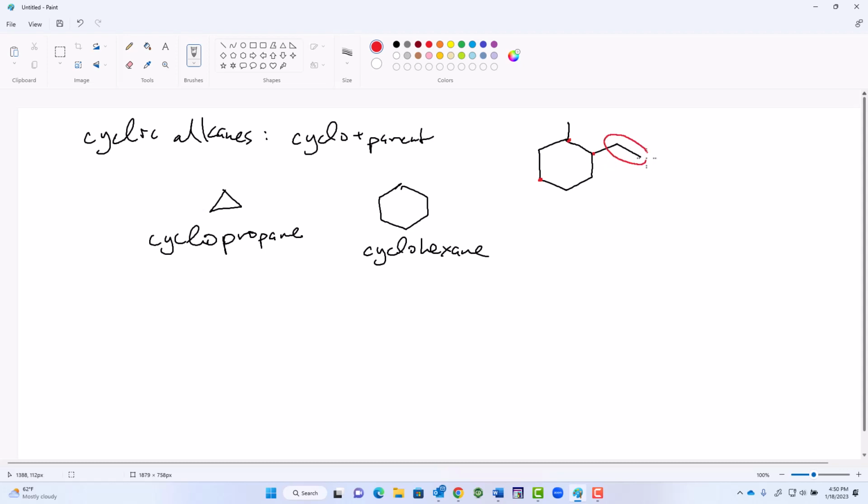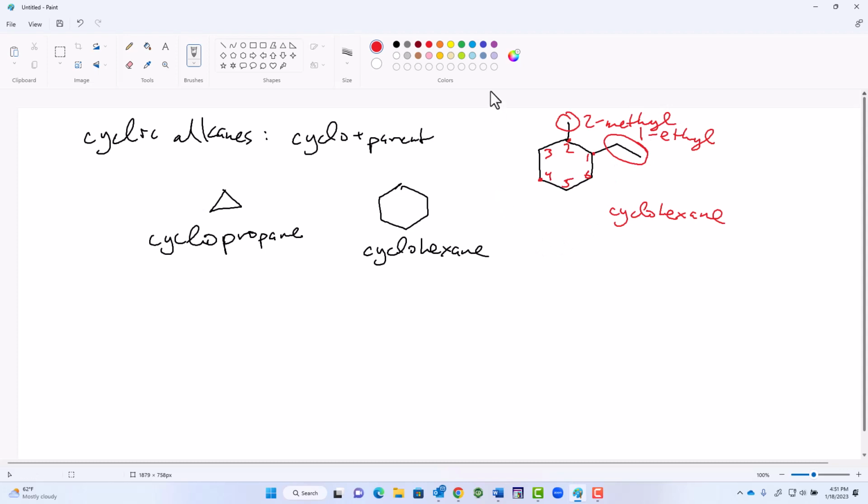In general, we're going to start at the one that goes first alphabetically. So this one is going to be an ethyl. This one's going to be a methyl. So we would start at the ethyl because it comes first alphabetically. So we start here with 1, 2, 3, 4, 5, 6. Our parent chain would be cyclohexane. And we would have a 1-ethyl and a 2-methyl.